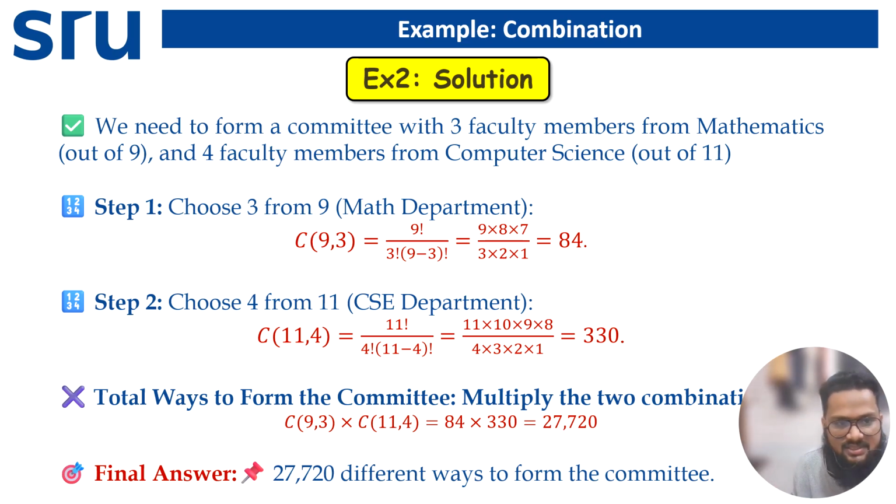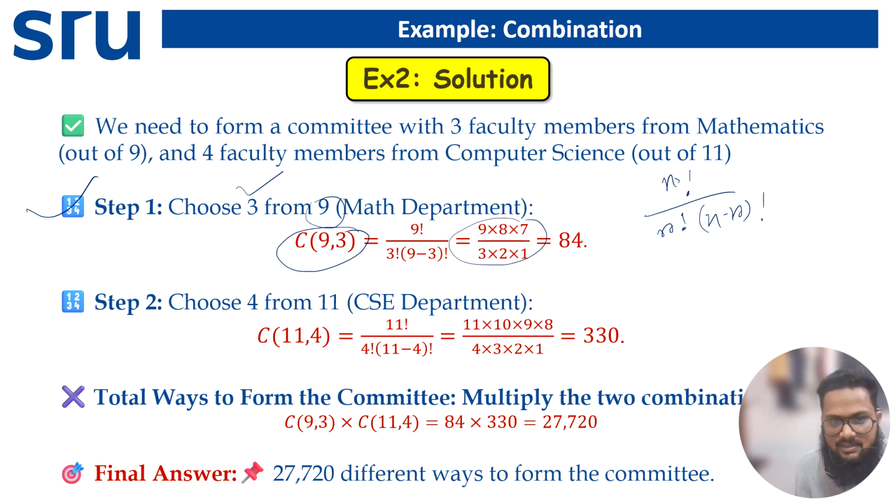So in the first step, first case, the combination of maths: total 9, choose 3, so C(9,3). Again the formula is n factorial divided by r factorial into (n minus r) factorial. So 9 factorial divided by 3 factorial into (9 minus 3), which is 6 factorial. The final answer you can see is 84. This is the number of ways to choose 3 math faculty from 9.